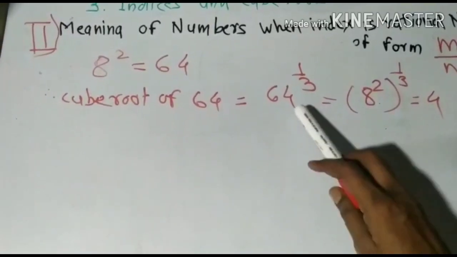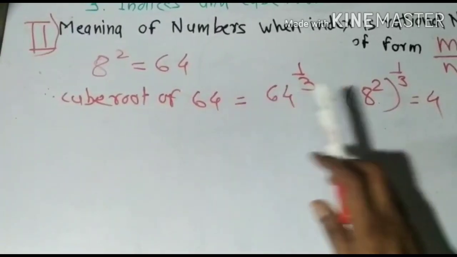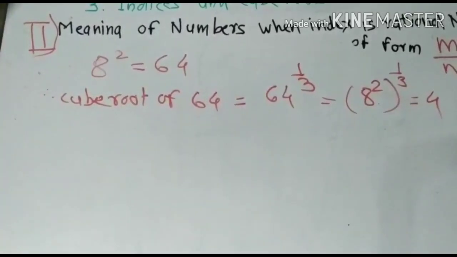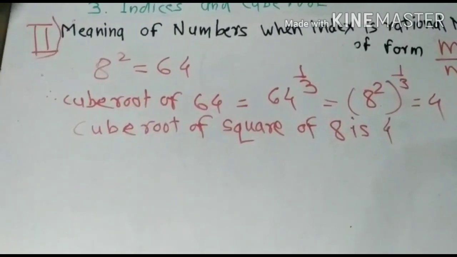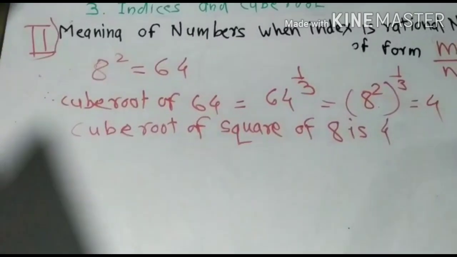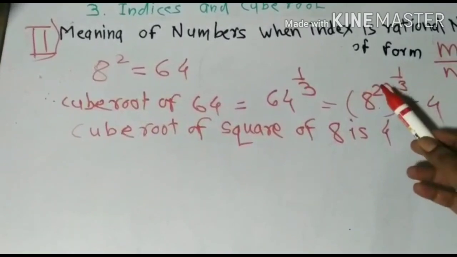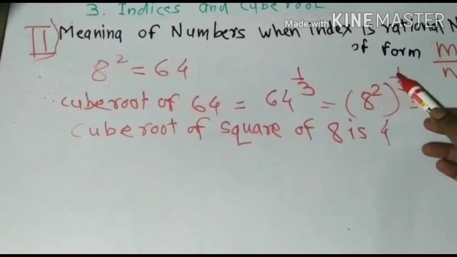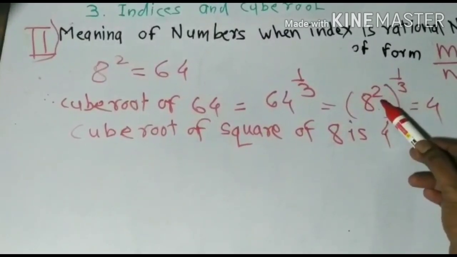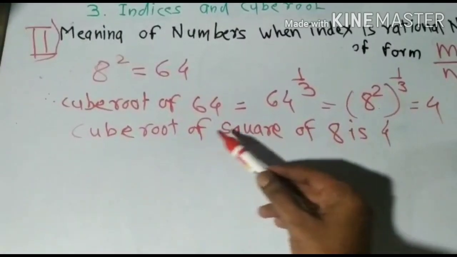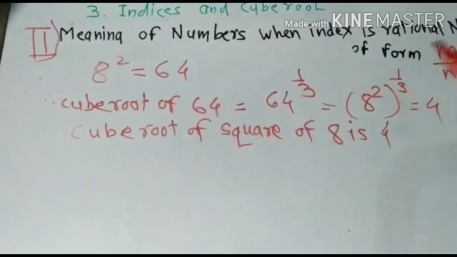This is similar in meaning, because the cube root of 64 is 4. We read it as the cube root of the square of 8 is 4. This is the root sign. Cube root of the square of 8 is 4.